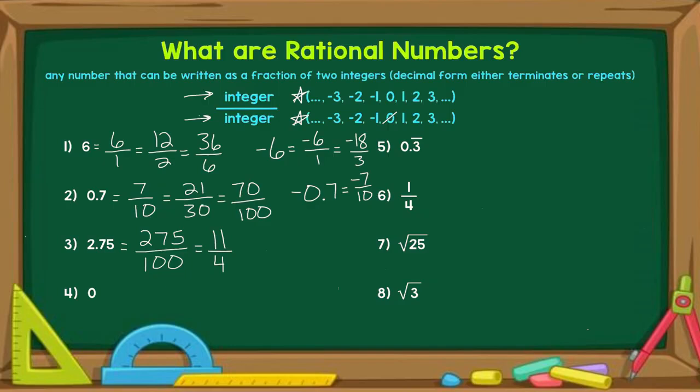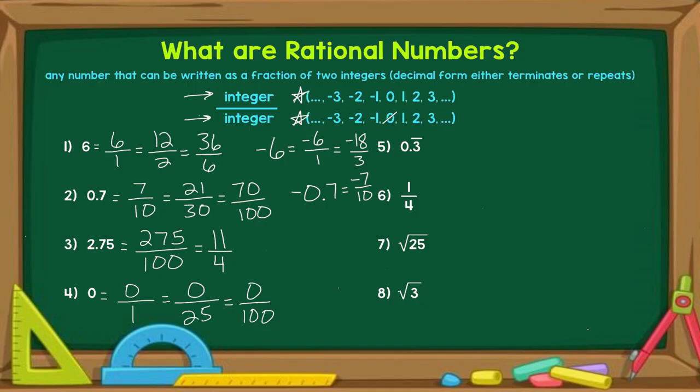Let's move on to number 4, where we have 0. Is 0 rational? Yes, we can write 0 as a fraction of two integers. 0 over 1 equals 0. 0 over 25 equals 0. 0 over 100 equals 0. So yes, we can write 0 as a fraction of two integers.